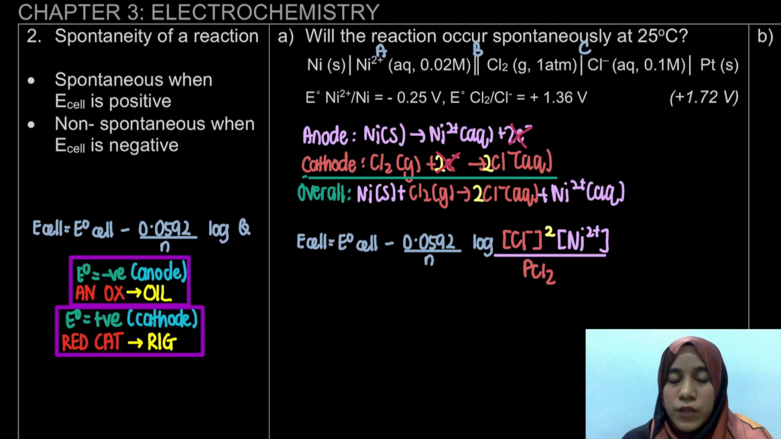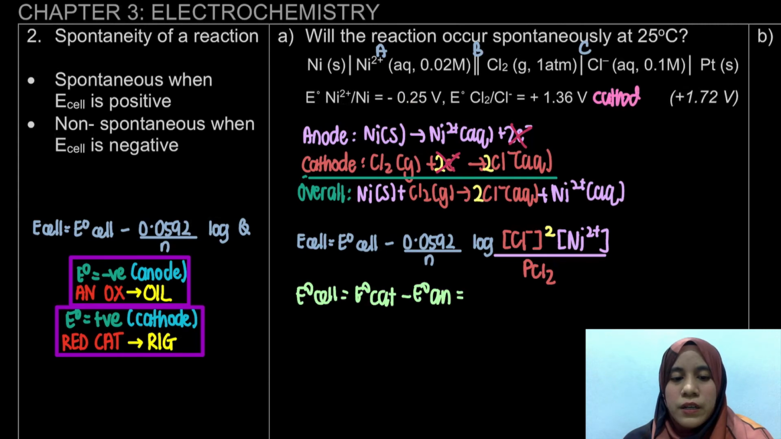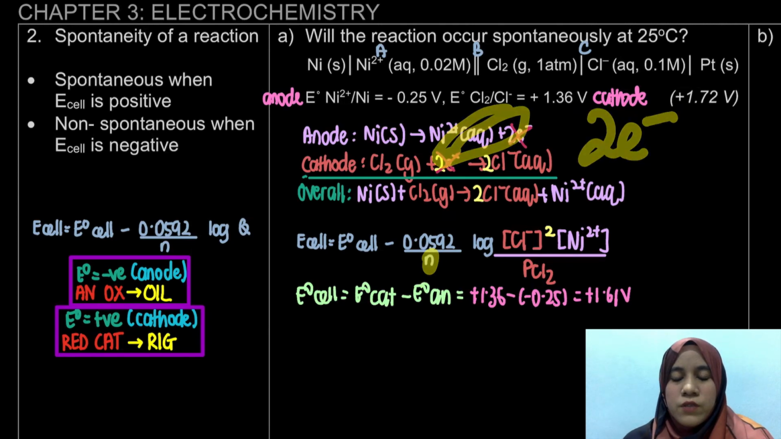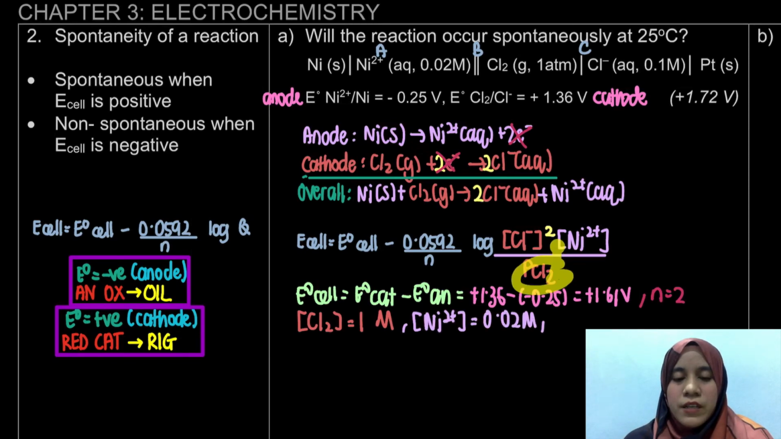E naught cell is cathode minus anode. Again, cathode must be more positive, anode must be more negative. So I'm just going to label the chlorine as the cathode, nickel is my anode. So here, we will get the value to be positive 1.61 volt. The number of electrons involved is actually 2. Transfer of 2 electrons, so n equals 2. Okay, so for the concentration here, I'm just going to write down the concentration based upon our cell notation. And the pressure itself is given, 1 atm.